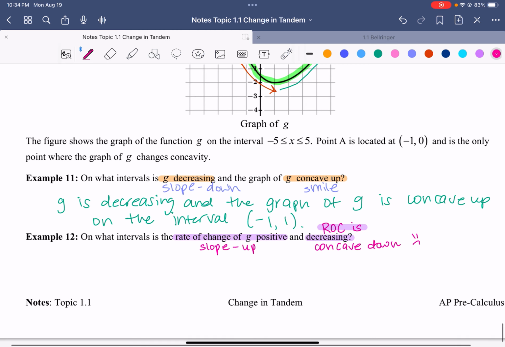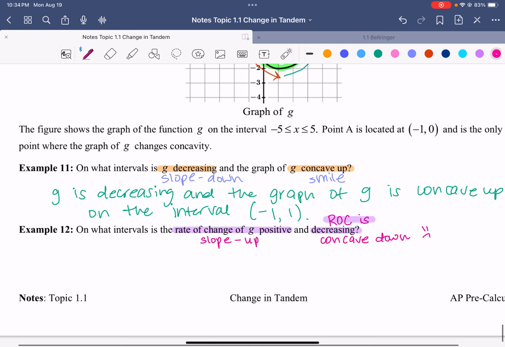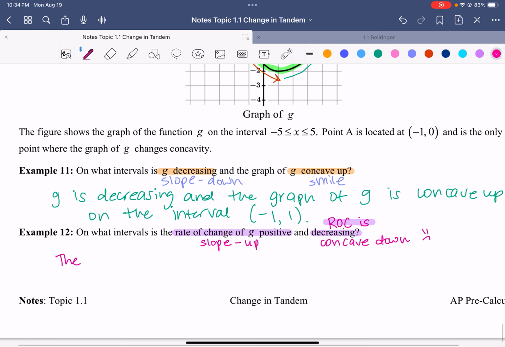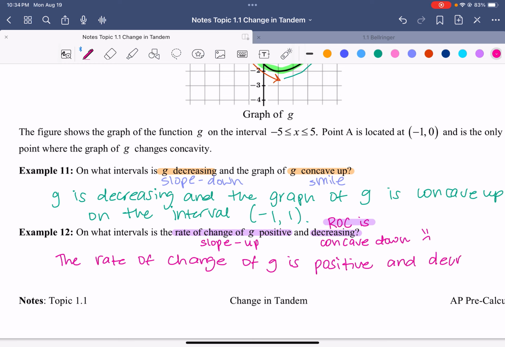Okay? So let's start writing our answer. The rate of change of g is positive and decreasing on the interval.